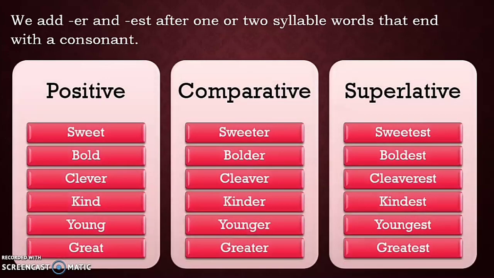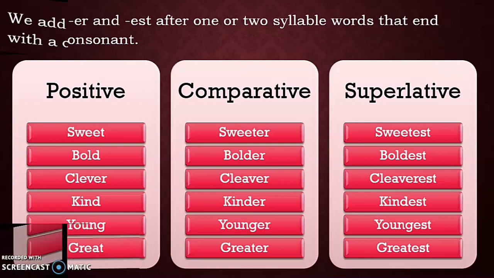We'll see a few examples of positive degree which are transformed into comparative and superlative degree, and here are a few words which are disyllabic or monosyllabic. For example, sweet, sweeter, sweetest, bold, bolder, boldest, clever, cleverer, cleverest, kind, kinder, kindest, young, younger, youngest, great, greater, greatest.